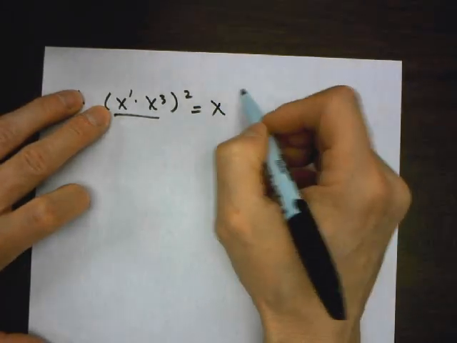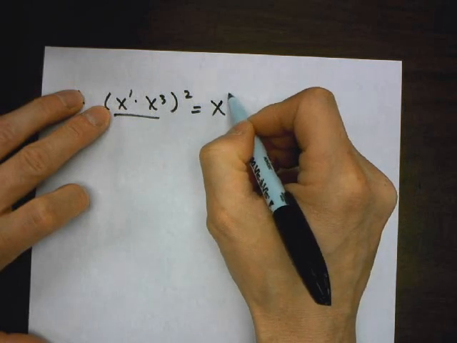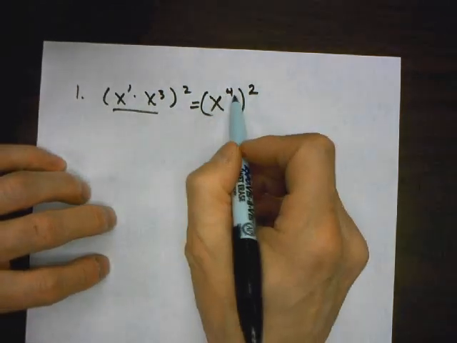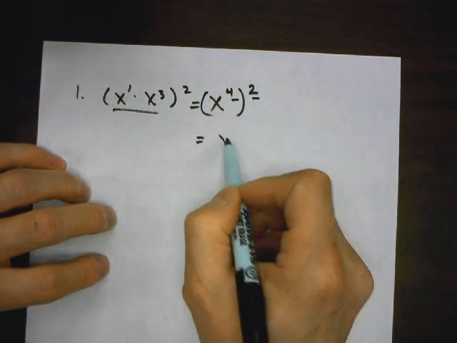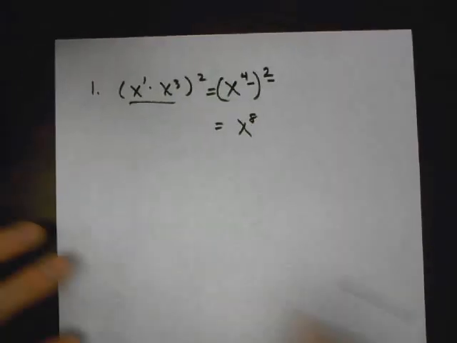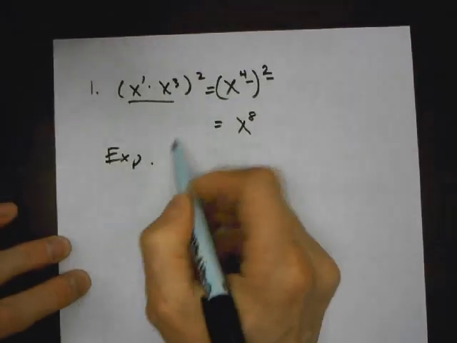Power times a power. Multiplying powers of the same base, we add those exponents. 1 plus 3 is 4. Now, power next to a power, we multiply those exponents. So this simplifies to x to the 8th. So we're going to find all the expressions that are equivalent to x to the 8th.